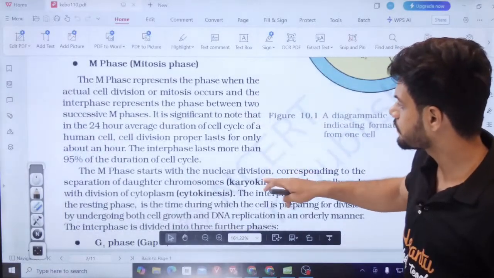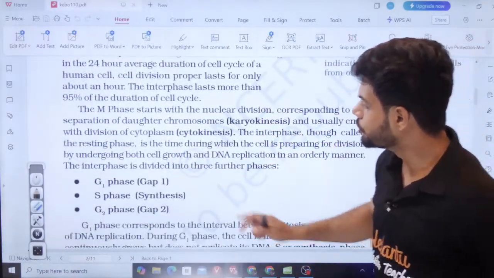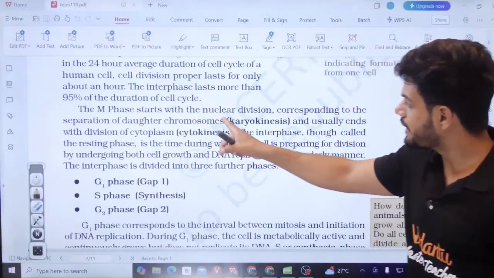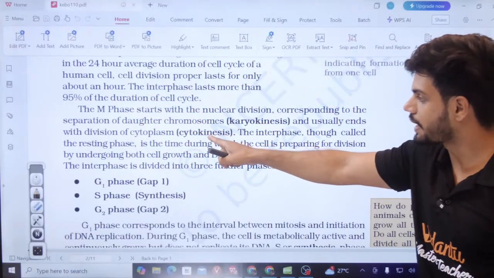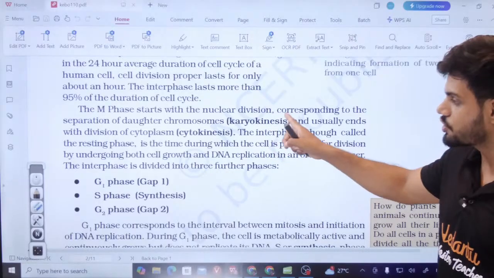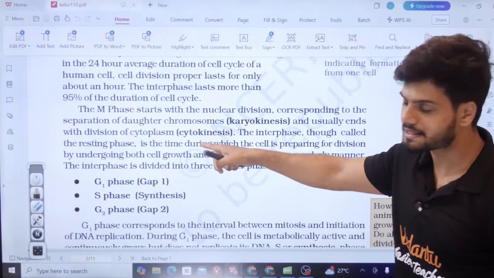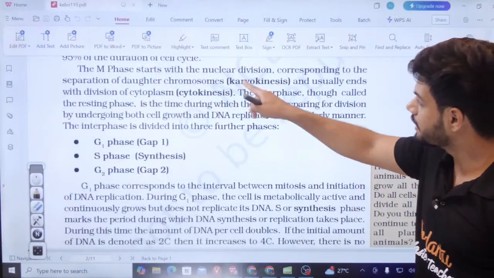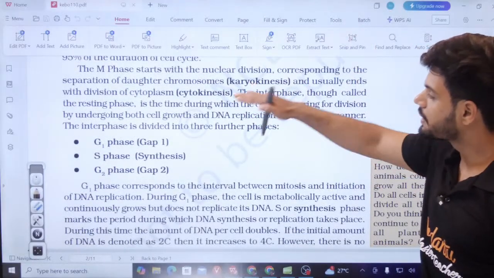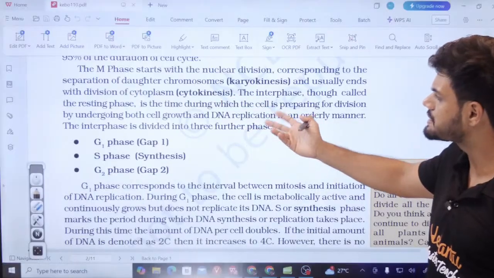I told you the entire M phase is divided into karyokinesis and cytokinesis. Karyokinesis is division of your entire nucleus. Cytokinesis is division of the cytoplasm. Karyokinesis is divided into PMAT. Cytokinesis is different in the case of animal cell and plant cell.